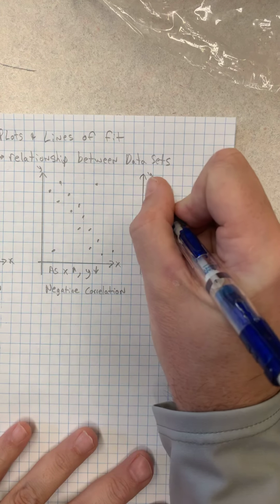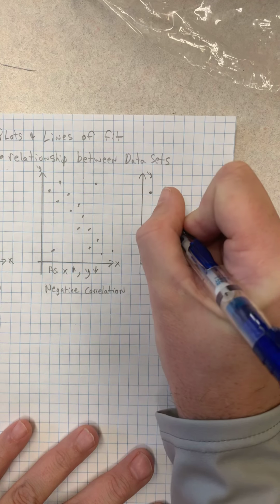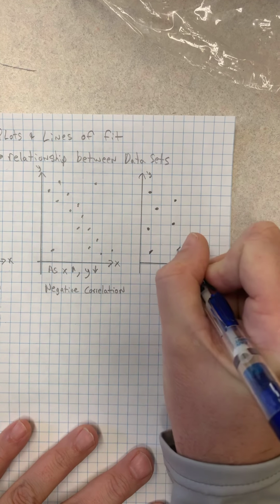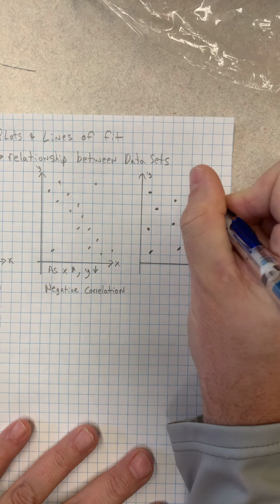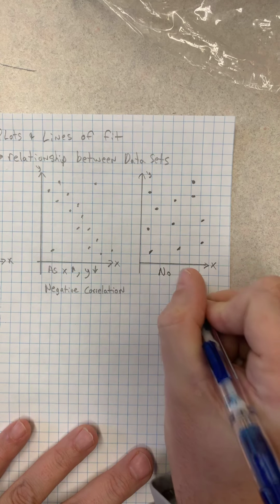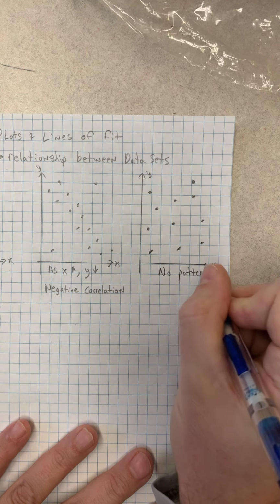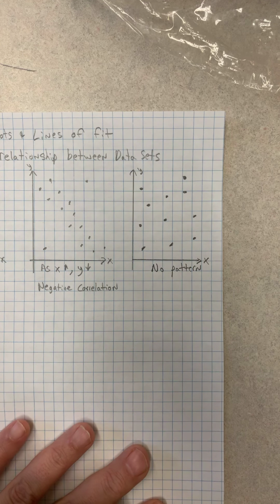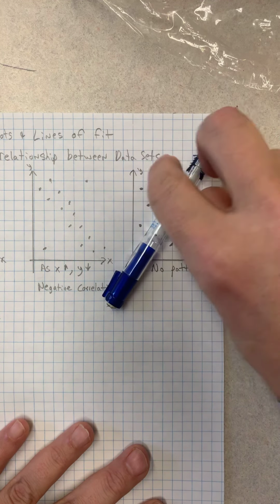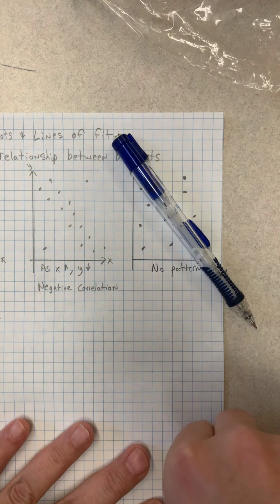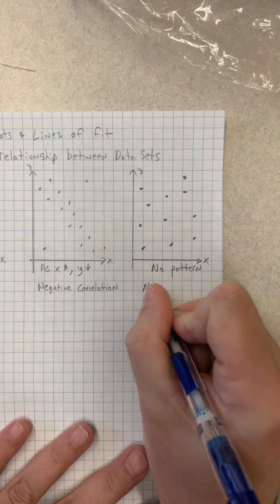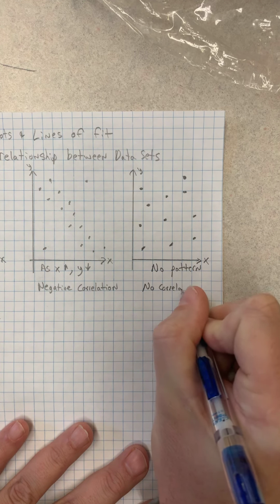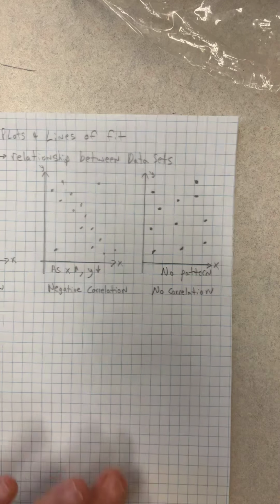And then I could have a graph where it truly looks random. There's no pattern. I can't tell. It's not trending up, it's not trending down. There's really not a pattern. I couldn't draw a line this way that represents the majority of the data, or this way. There's not a good line of fit that would be representative of that data. This has no correlation.